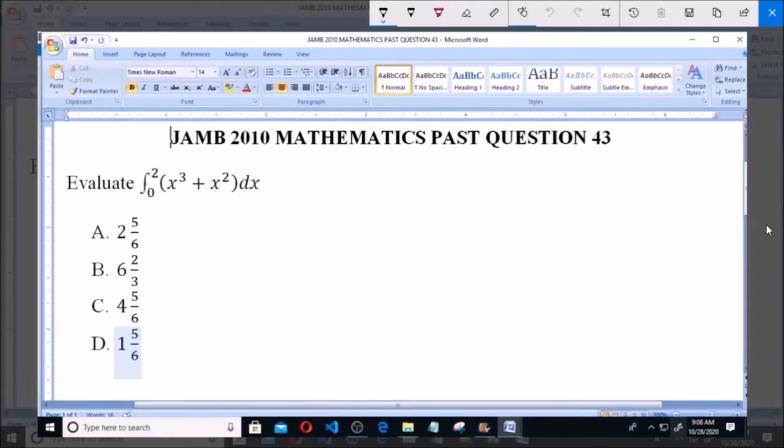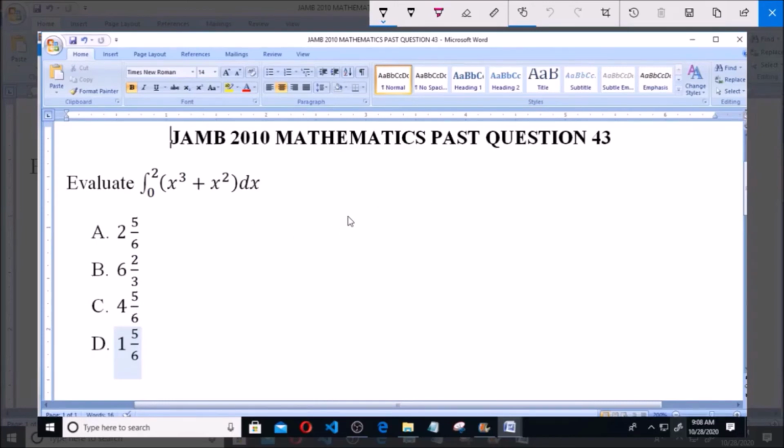Hello, good day and welcome. I will be answering JAMB 2010 Mathematics Past Question 43. Evaluate the integral of x cubed plus x squared dx, with 2 up and 0 down. So we evaluate this particular integral given to us now. A says 2 whole number 5 over 6, B says 6 whole number 2 over 3, C 4 whole number 5 over 6, and D 1 whole number 5 over 6.